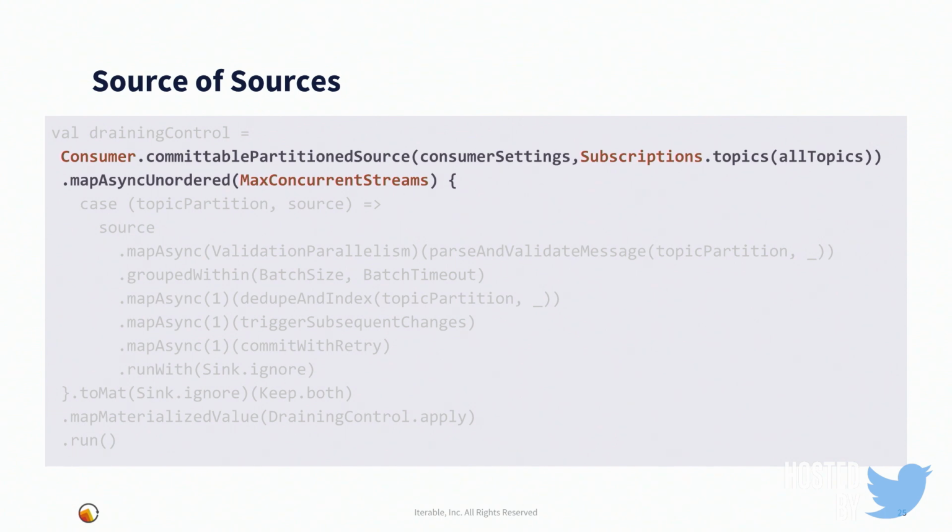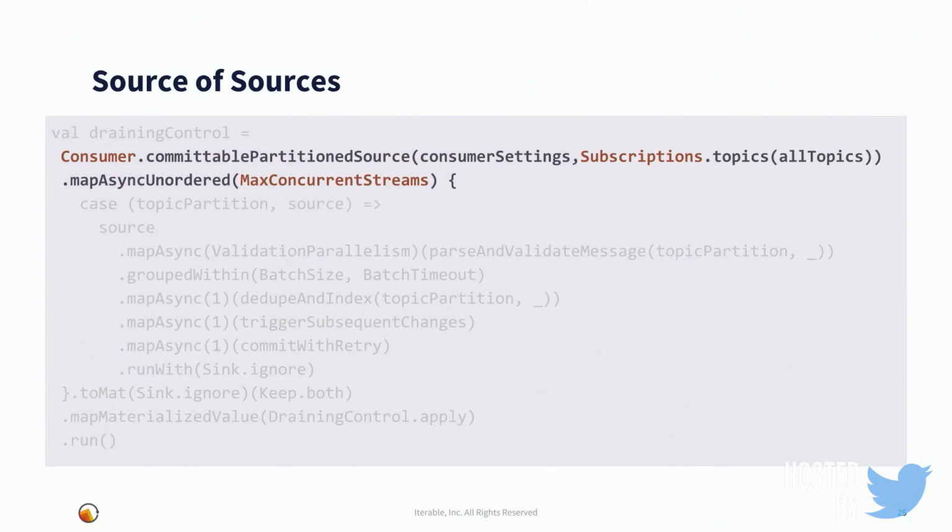First, we use the committable partition source from the Alpakka Kafka connector, and that gives us a source of sources, one source per partition. So when Kafka rebalances partitions, those sources will complete on the consumer it's revoking that partition from, and it'll restart on the consumer that it's giving that partition to. And then mapAsyncUnordered will run all these substreams concurrently, and we just emit an element downstream on the outer graph when each one completes. This just allows us to track the completion of those substreams.